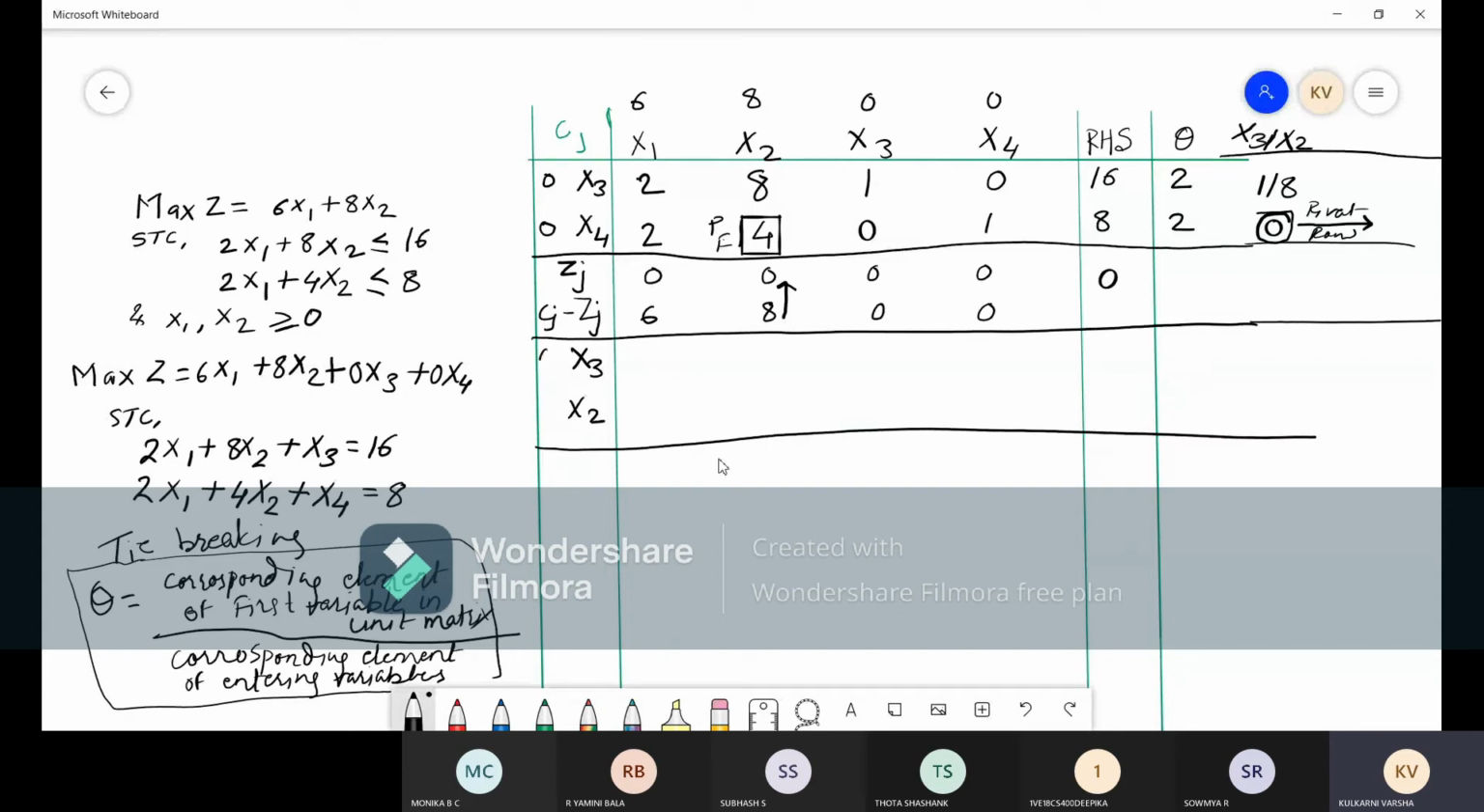So the coefficient of this is 0. Coefficient of x2 is 8. So first we'll do it for x2 because it is newly entered. And how will we find that? Pivot row divided by pivot element. So 2 by 4, that is nothing but 1 by 2. 4 by 4, 1. 0 by 4, 0. 1 by 4. And 8 by 4. Right? So we got this.